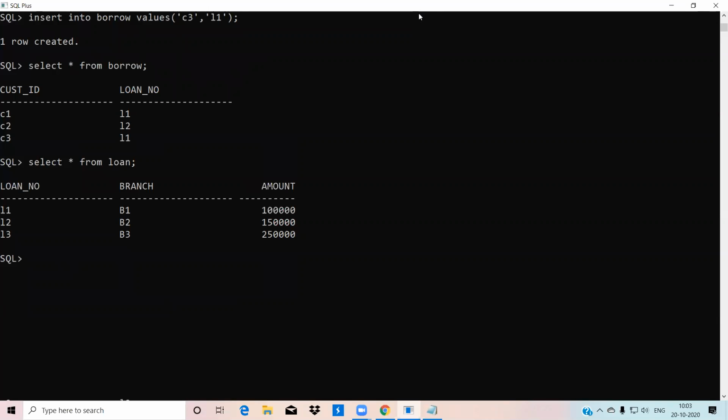So now what we are going to do is create SQL statements using joins: inner join, left join, right join, and full outer join. Now let us see what happens.